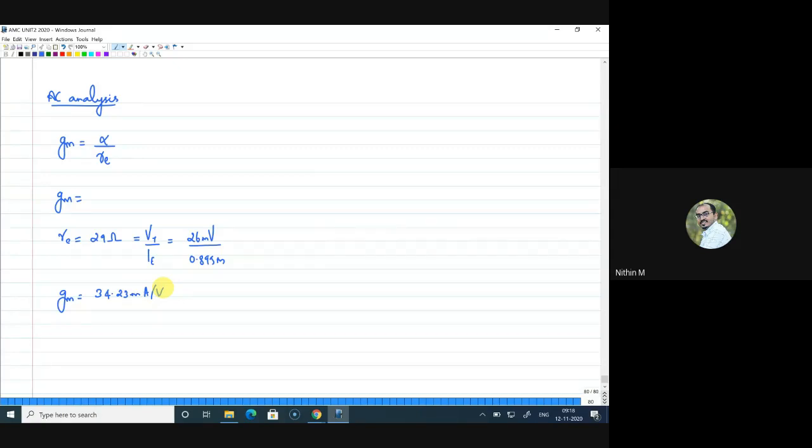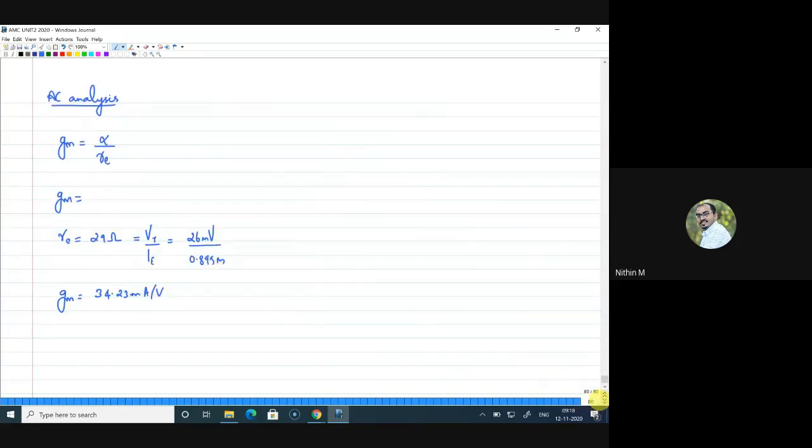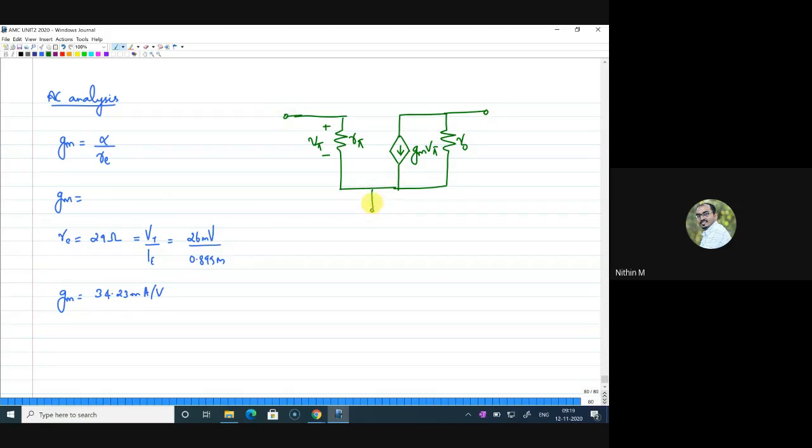Now we can do AC analysis. For AC analysis, you have to draw the equivalent circuit. R0 is given, so we'll include R0 also in the equivalent circuit. This is the equivalent of the transistor. We have GM V pi here, controlled by voltage V pi, which is across the resistance R pi. Now I'll modify this according to the equivalent circuit here.